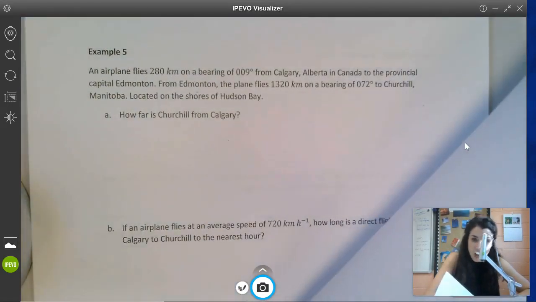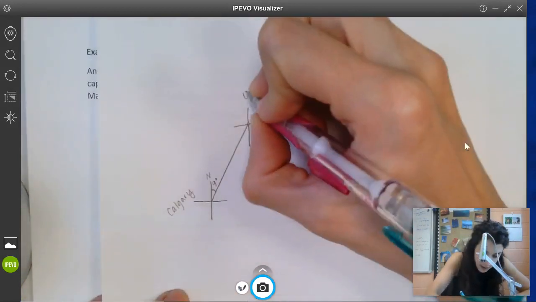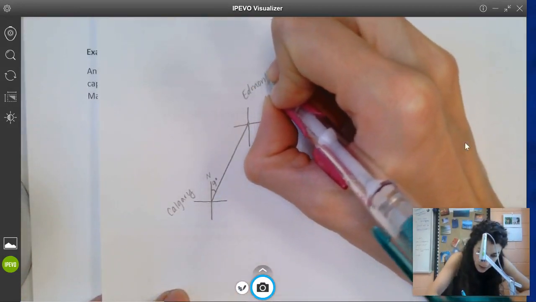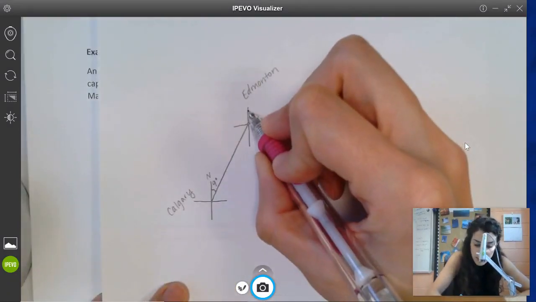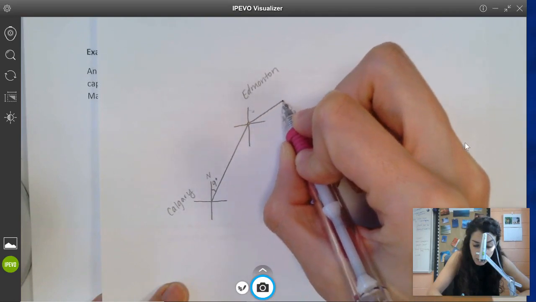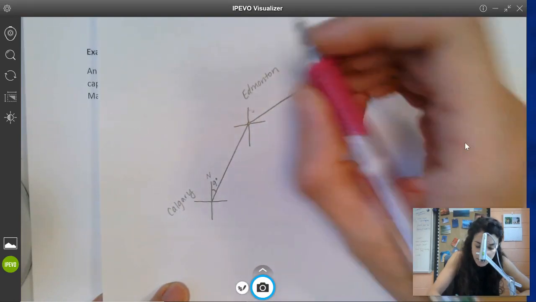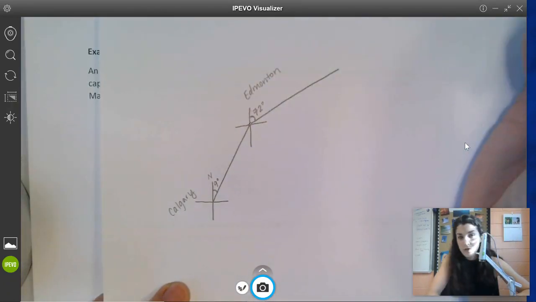And from there, we change our bearing to 72 degrees. And that's from Edmonton. So this is Edmonton. And we go to 72 degrees. So from here, a peel off of 72 degrees would be like that. And that angle right there is 72 degrees.